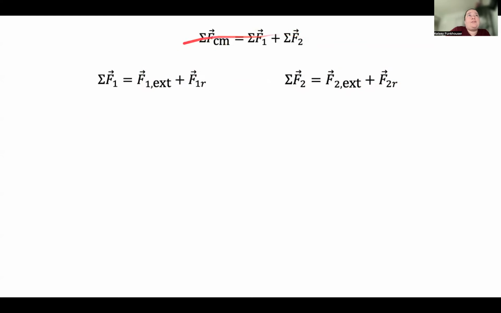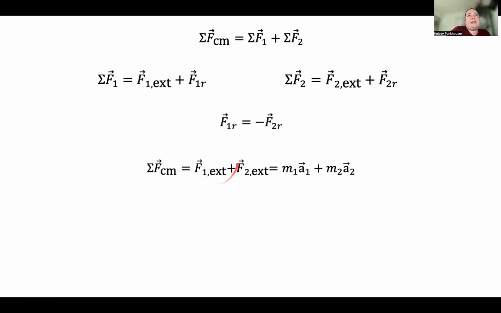So if we put these equations in here, we know that these forces from the rod are equal and opposite, so those will still cancel, but that doesn't give us 0. Instead of the sum of forces on the center of mass being 0, we end up with the sum of forces being the external forces acting on each mass, which is mass 1 times acceleration 1 plus mass 2 times acceleration 2.